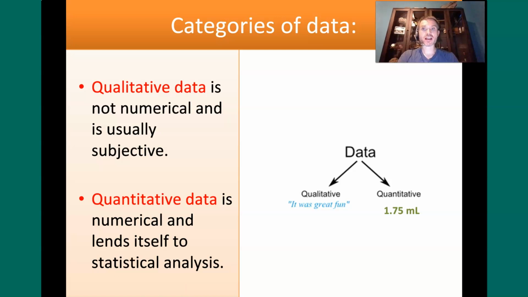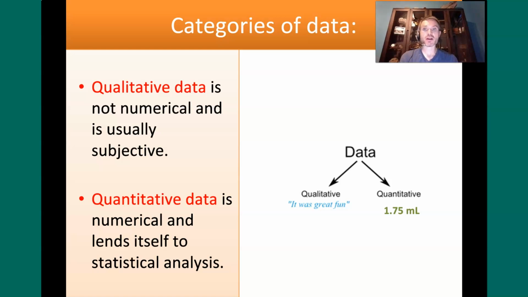So when we collect data, there are two types of data. The first type of data is qualitative data. This is really non-numerical data, and it's usually subjective. So for instance, we can go to an event and we can say, this was fun. Now, there's no numbers obviously involved with that.